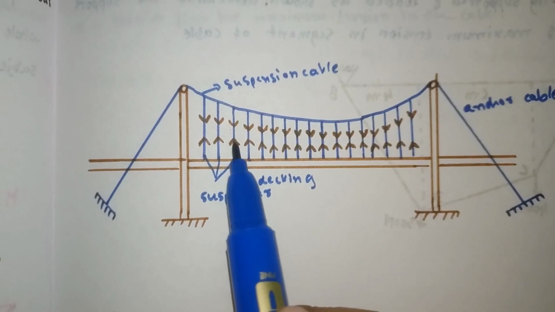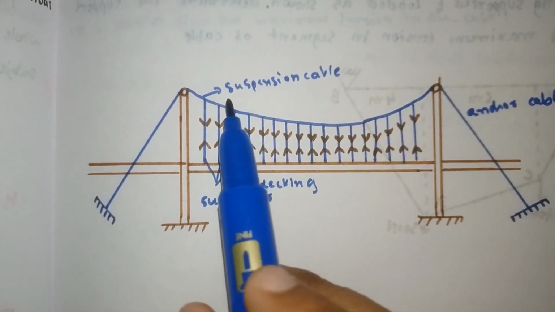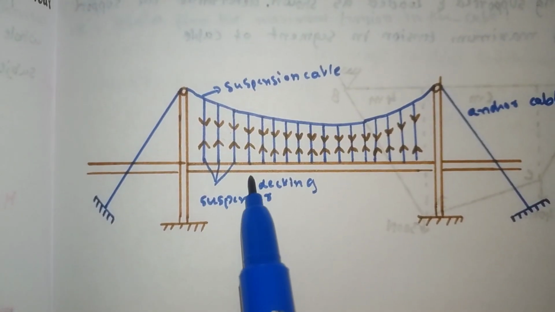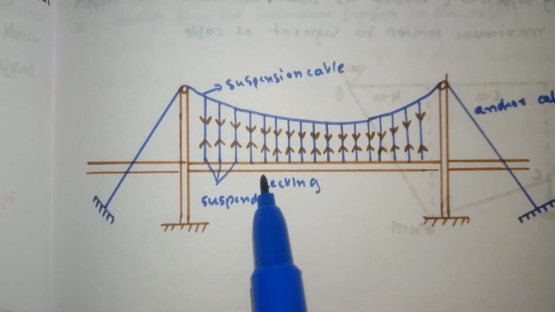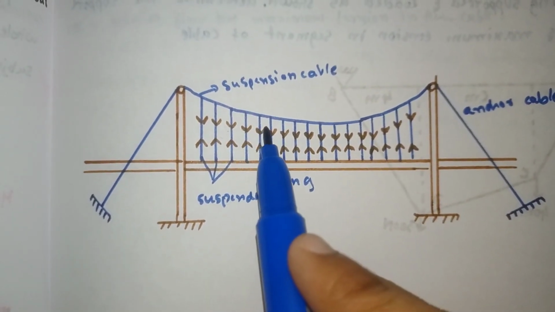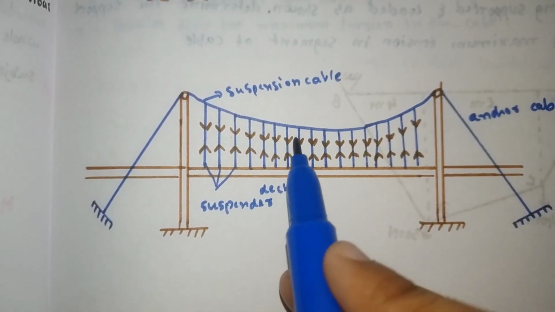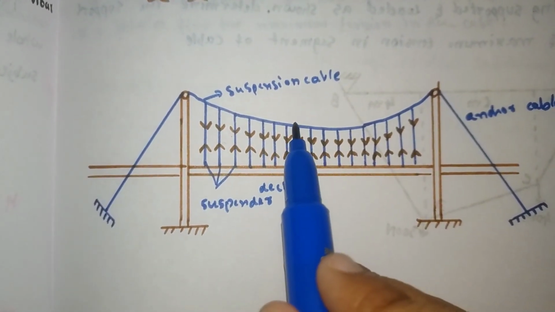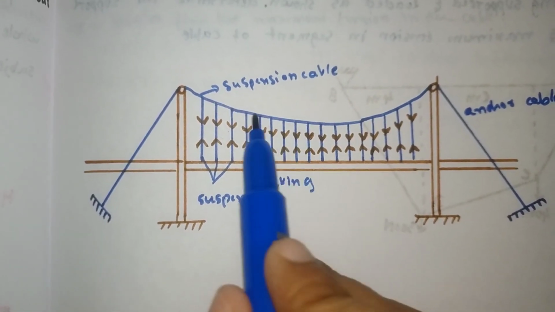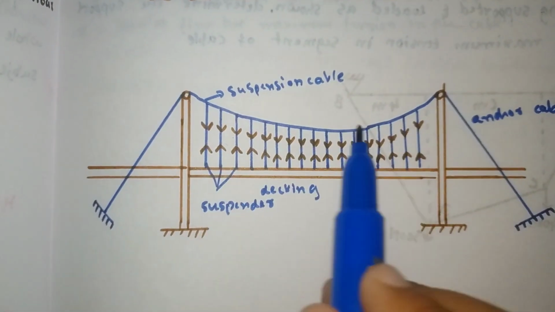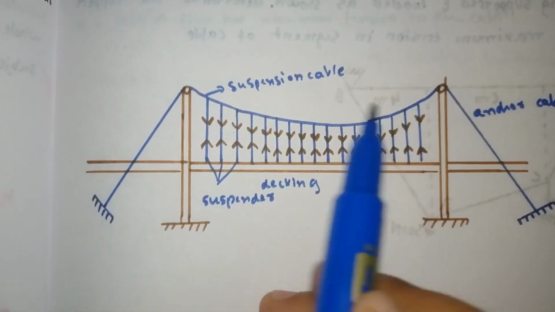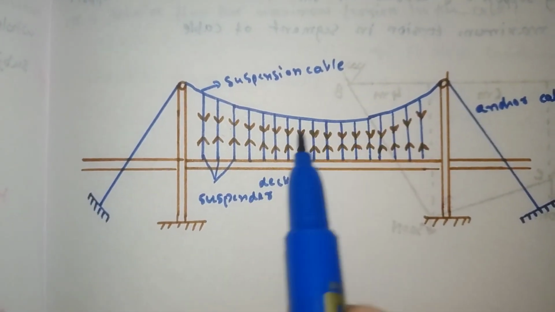This cable is in tension on both sides because the suspender cable pulls it upward and the decking pulls it downward. Because of this, the cable is in tension. When we move towards the center, we get the minimum tension. But when we move away from the center, we get the maximum tension at the corner. So tension at the middle is minimum, and when it comes to the corner, our tension will be maximum.